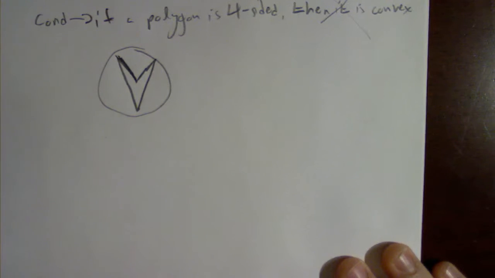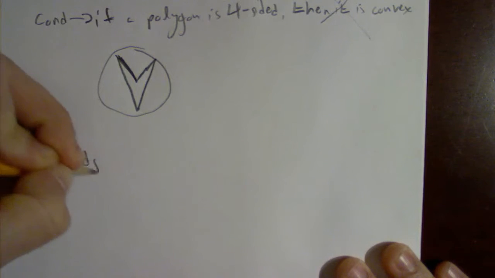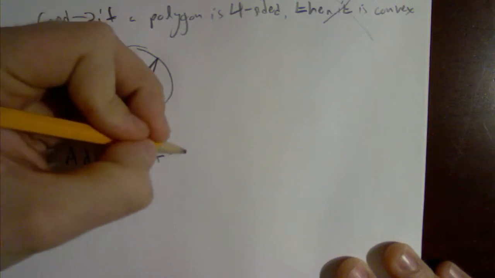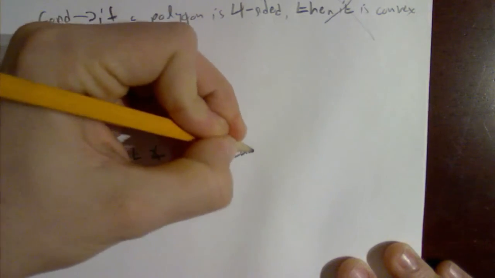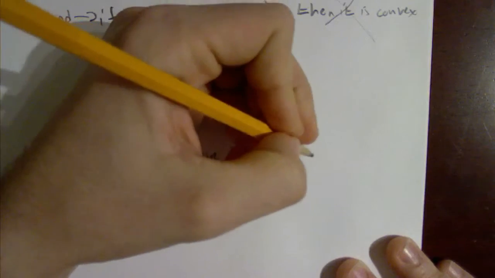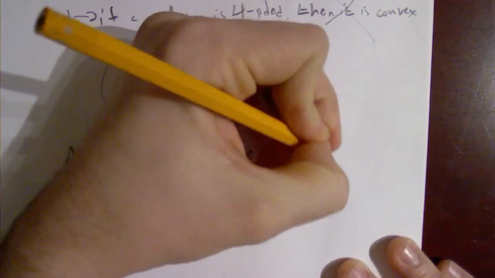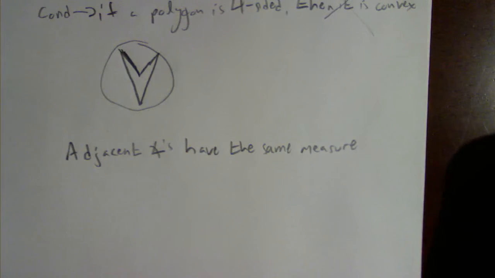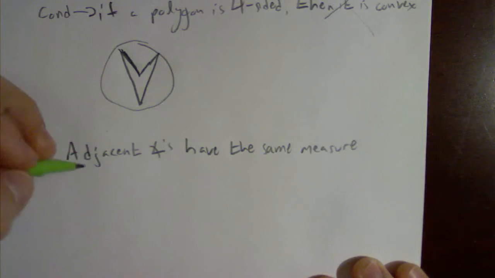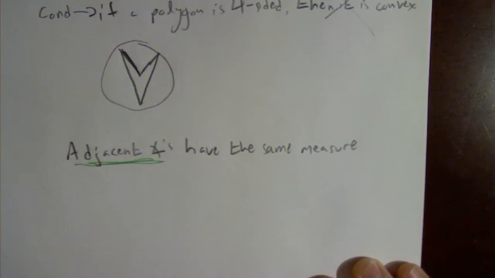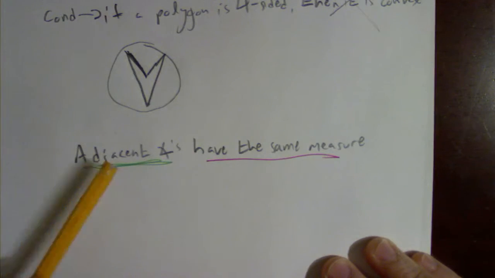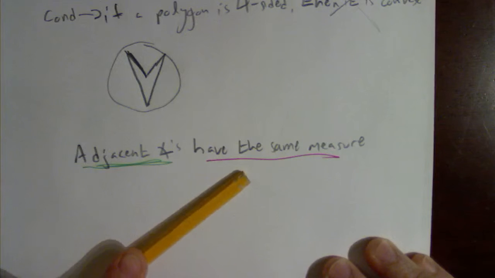What about this conditional statement right here? It's not going to be in my traditional form, but I'll show you how to get it to look like that. Adjacent angles have the same measure. Well, at first, this doesn't really look like an if-then, but I can take the parts. I know I have adjacent angles. If I have adjacent angles, it is saying then they have the same measure. So if I just take these two parts, I can really make it into an if-then conditional statement.